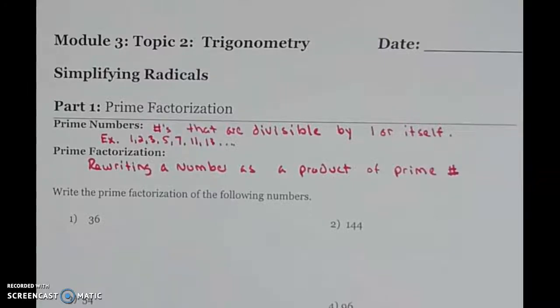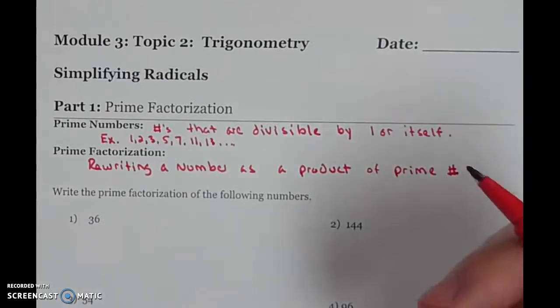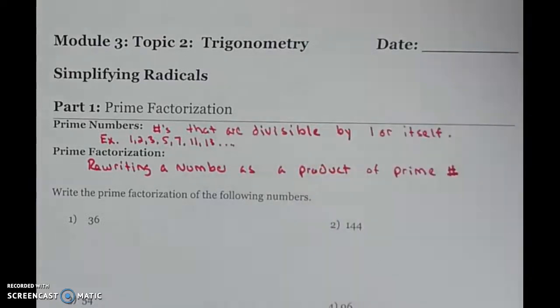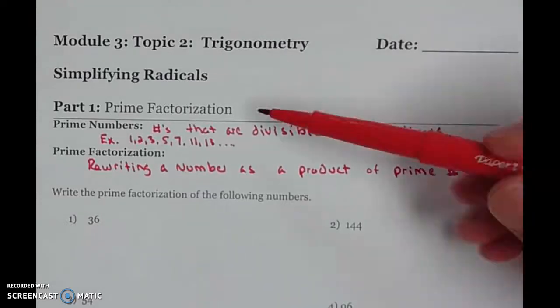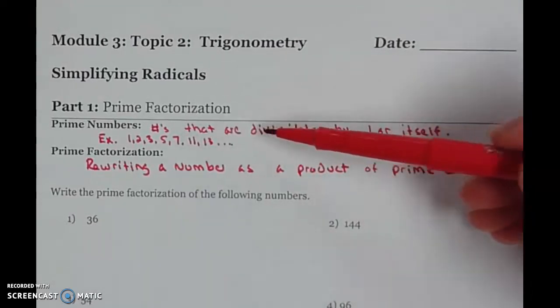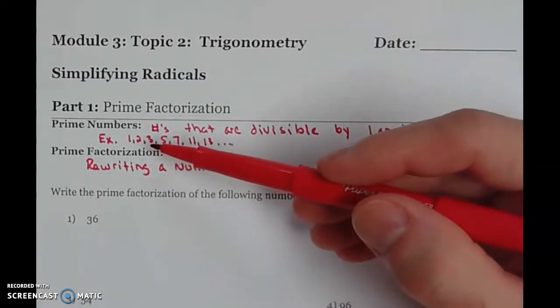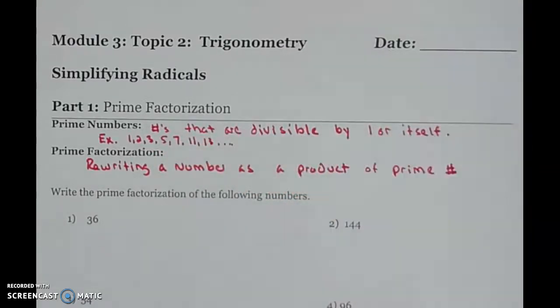Alright guys, so with this video, we are going to be looking at the idea of trying to simplify radicals. And the first thing that we need to do when we look at simplifying radicals is try to break down the number into prime factors. So just to begin, a prime number is a number that's divisible by 1 or itself. Some examples would be 1, 2, 3, 5, 7, 11, 13.